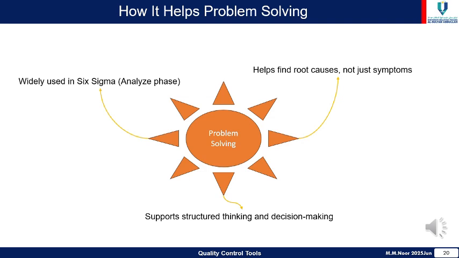So the last one is it is widely used in Six Sigma. In the DMAIC cycle of Six Sigma, which is define, measure, analyze, improve, control, the Ishikawa diagram is most useful in the analyze phase. It helps identify potential root causes of variation, defects, or inefficiencies. Combined with data collection, it supports evidence-based decisions to improve quality.